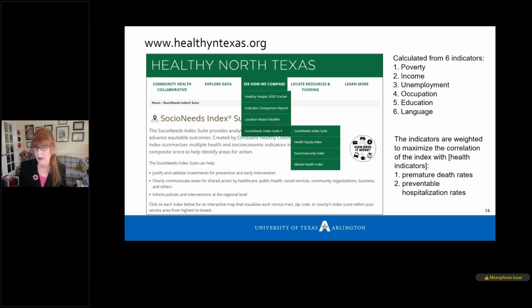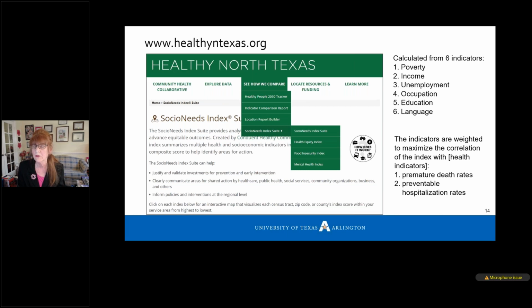An index that I will be using today is from healthynorthtexas.org. Write this down because it's free for everybody, and it has all kinds of ways of exploring the data, all the indicators that go on with various communities. So this is community-based information. Today I decided to go to the Social Needs Index, and there are others. There's health equity; the social needs and health equity are one and the same. Food insecurity is a different one, and mental health is a different index.